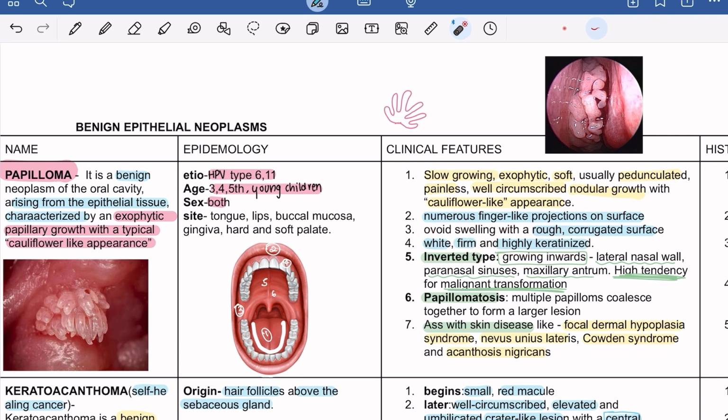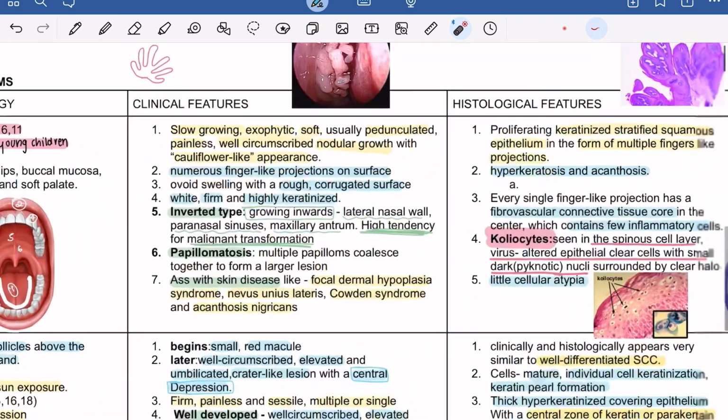There is an inverted type where there is inward growing, as usually seen in the lateral wall of the nose, paranasal sinuses, and maxillary antrum. It has a higher tendency for malignant transformation. Papillomatosis is multiple papilloma coalescing to form a large lesion. It is associated with skin diseases like focal dermal hyperplasia syndrome, nevus unius lateris, Cowden syndrome, and acanthosis nigricans.